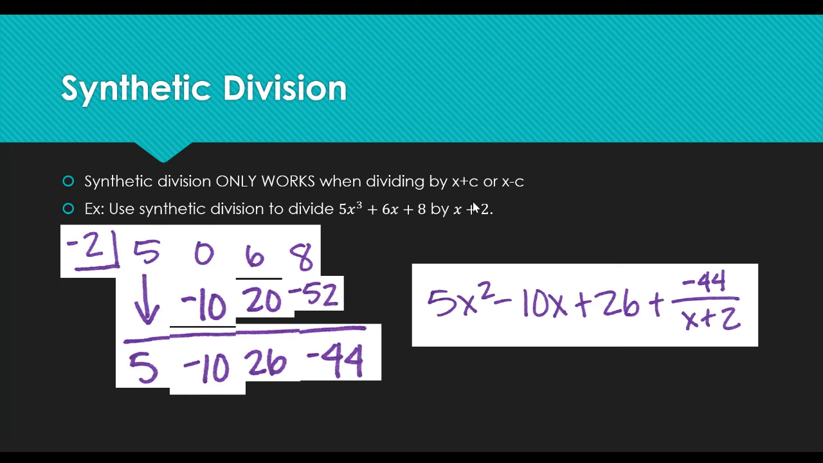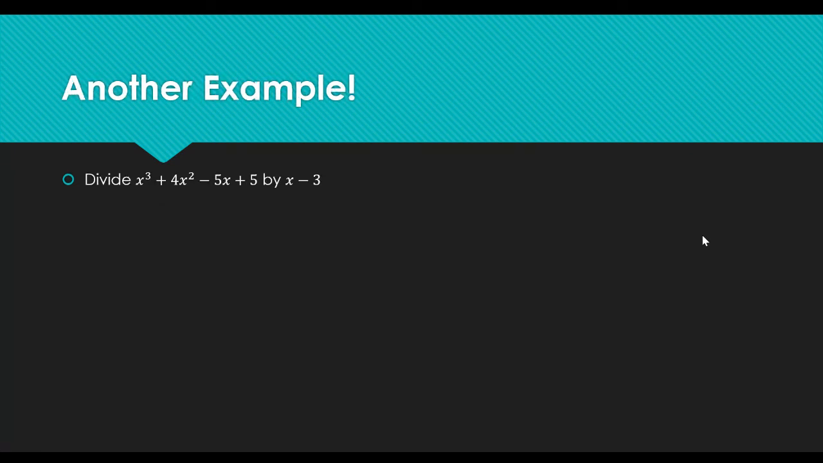So if you want to recap, we rewrote our equation. 5x to the third, there was 0x squareds, a 6x, and an 8. Drop that first one down. Multiply, add, multiply, add, multiply, add. And then you take whatever you started with, subtract the exponent by 1, and put them in with your answer. The last number is always your remainder. We're going to try one more. Make sure you feel good.